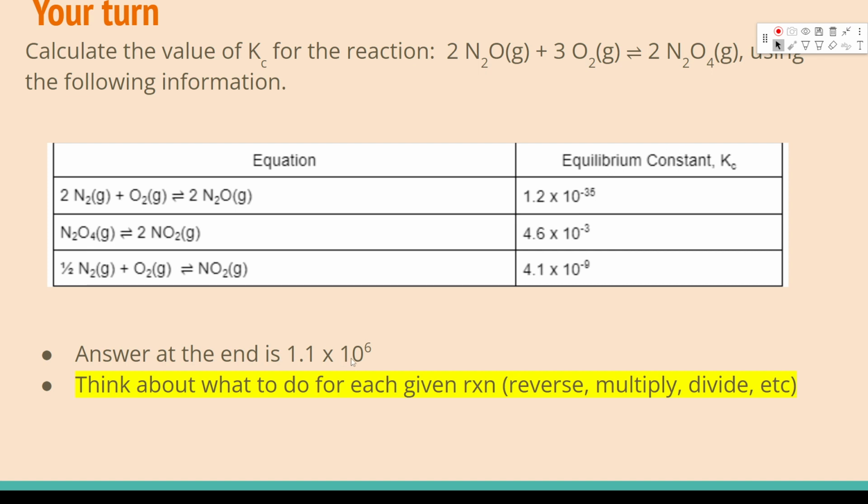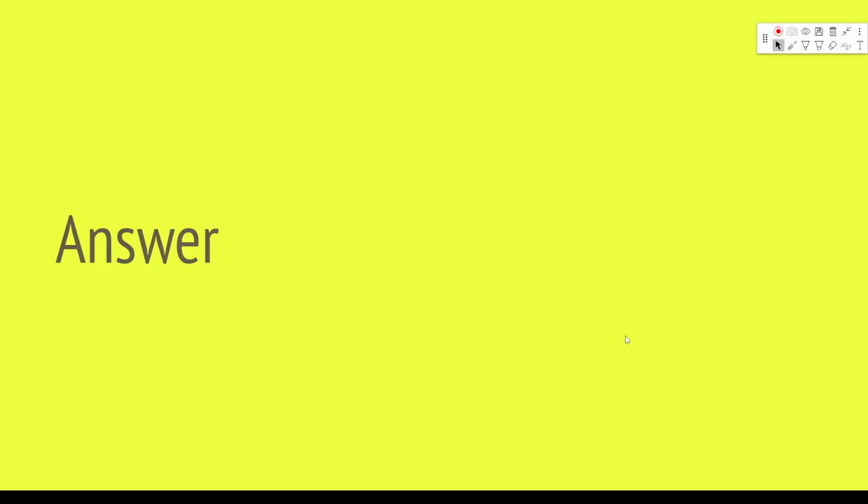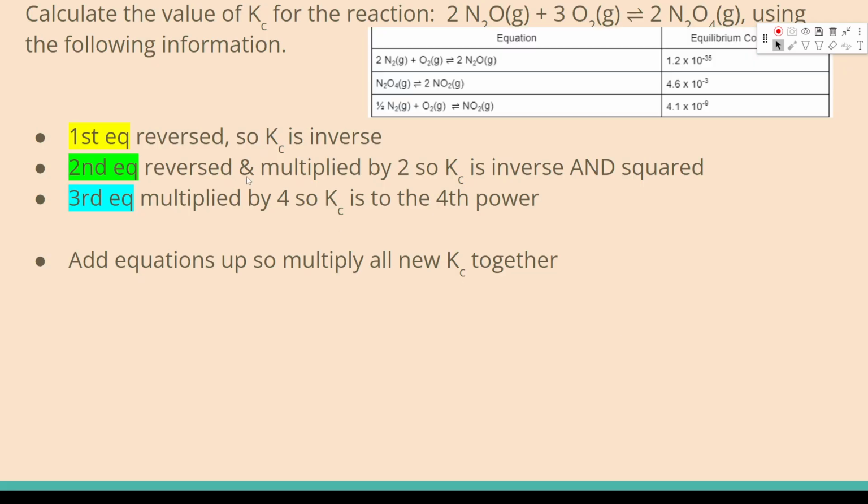Cool. And I even give you the answer here. All right, ready? Here we go. So the first equation, I'm going to reverse it. So I'm going to inverse the k. Second equation, I'm going to reverse it and also multiply it. So you're inversing it and you're squaring the k value.